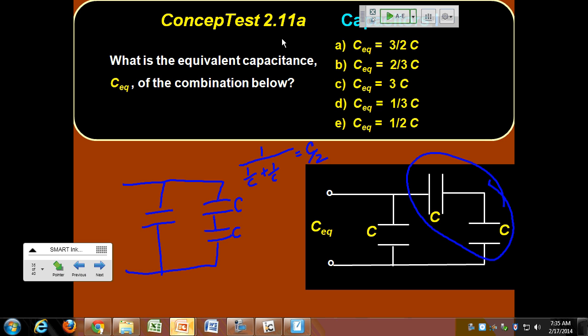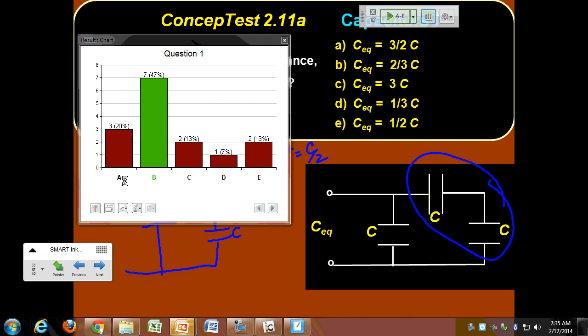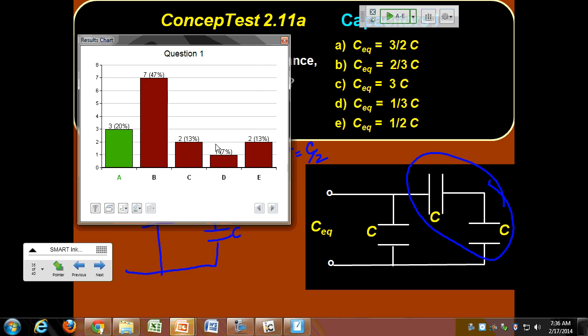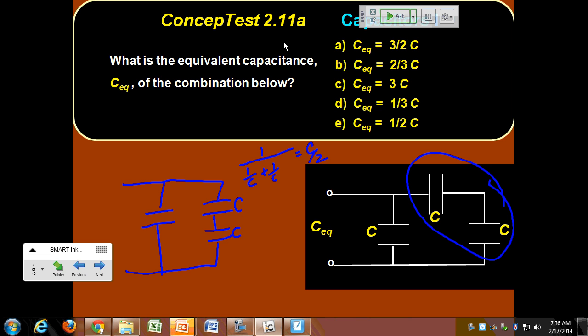Is that right? Yeah, so A is the right answer. You can't always follow the crowd, can you? So if that's C over 2, this is C, and then I combine this capacitor with that capacitor, so it's going to be C plus C over 2, which is equal to 3/2 C.